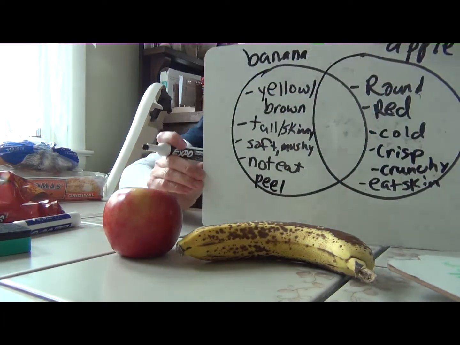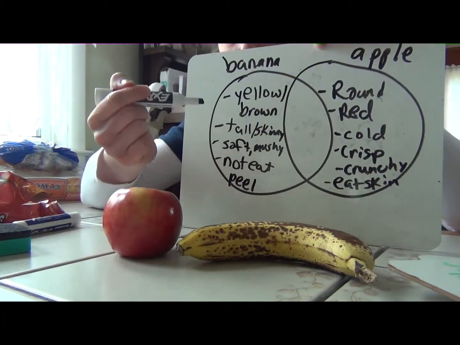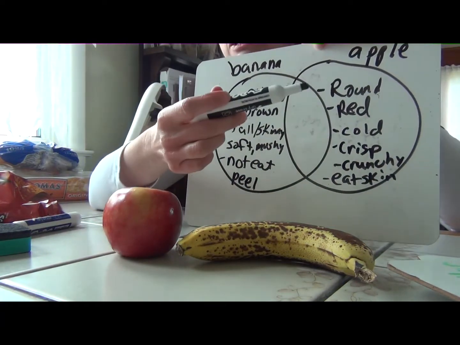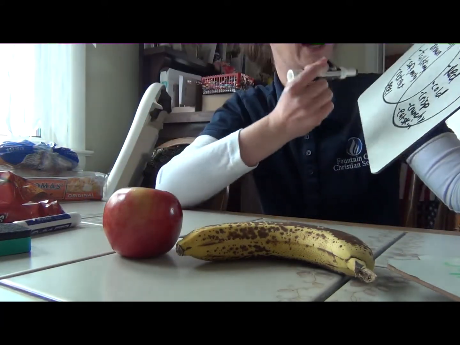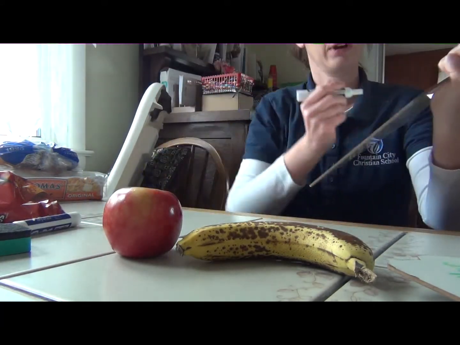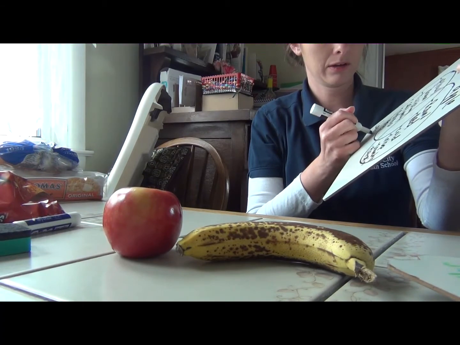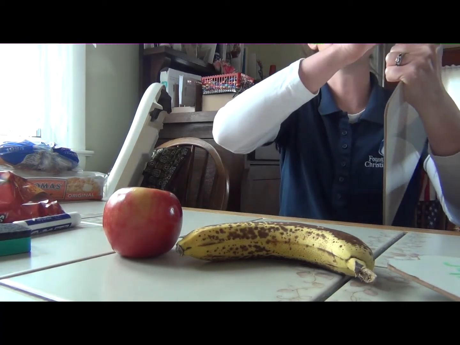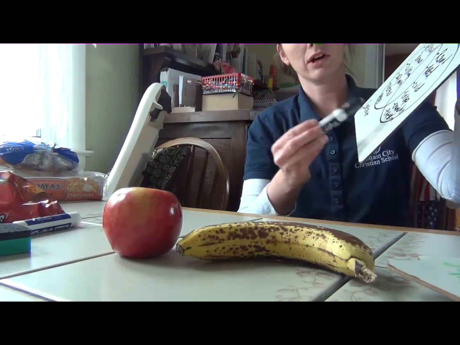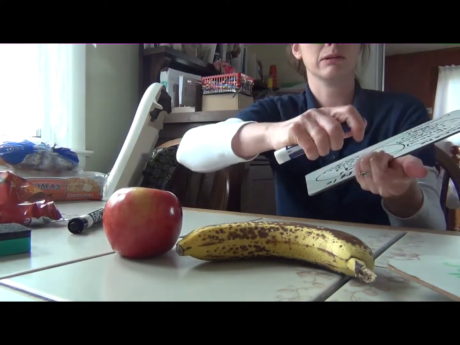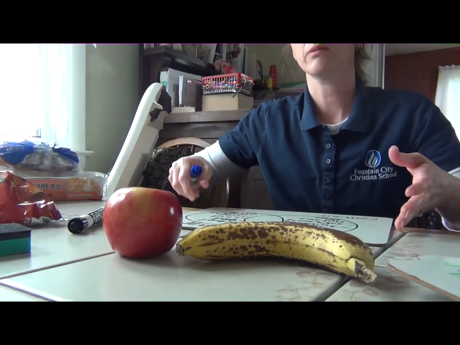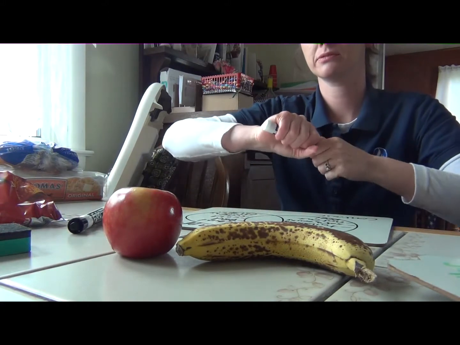Alright, so there's our banana. So this is how they're different. These are their contrasts. Alright, so let's say how they are similar. Let's compare how they're similar. Okay, what is similar about these two?